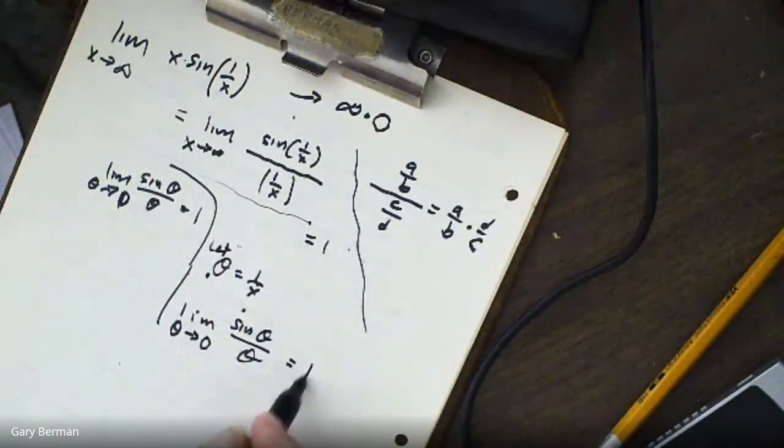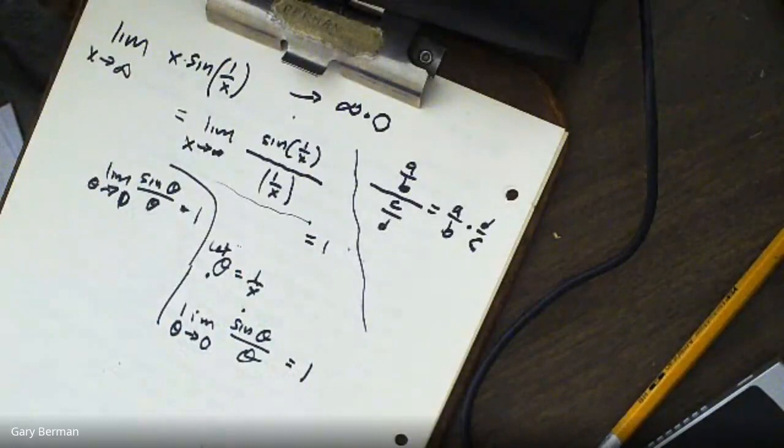And we know that equals 1. So this limit actually goes to 1. In a sense, it's really the same old sine theta over theta in disguise. Okay? Everyone see how I did this?